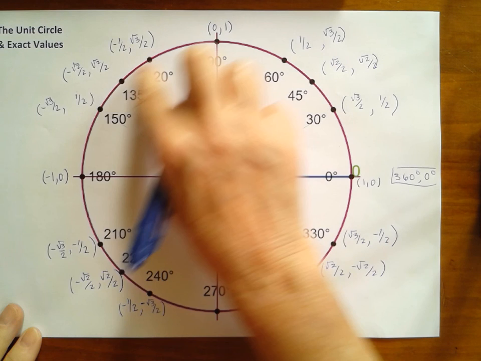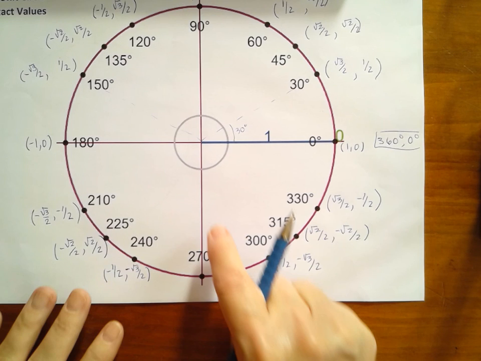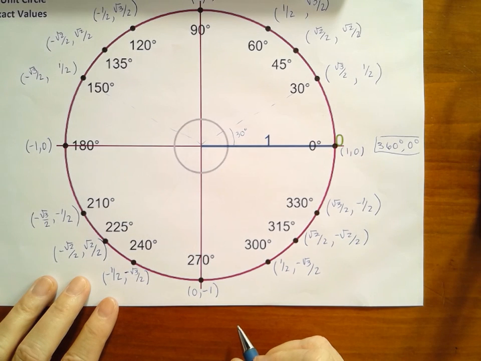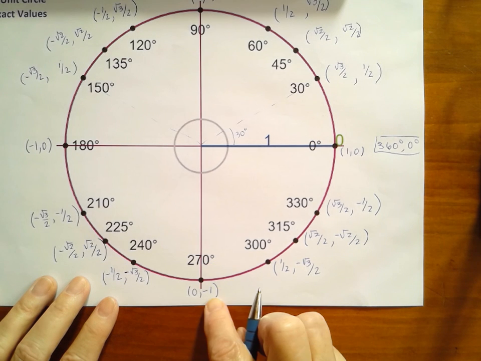Why is it negative 1? Because I'm in the unit circle. It's only over to 1. That's the radius. How about down here? 0 on the x, negative 1 on the y. So the cosine of 270 is 0, and the sine of 270 is negative 1.